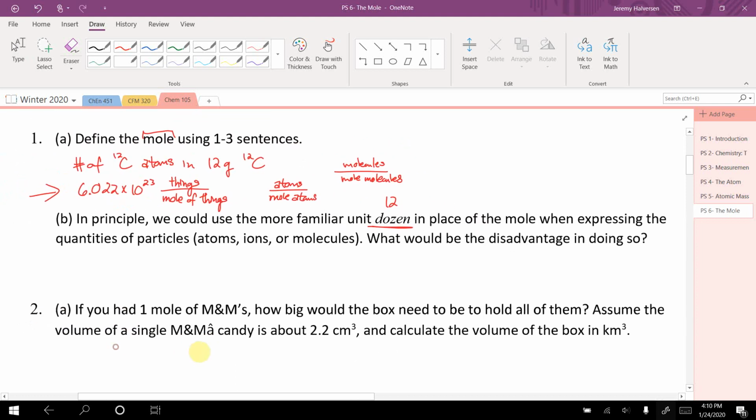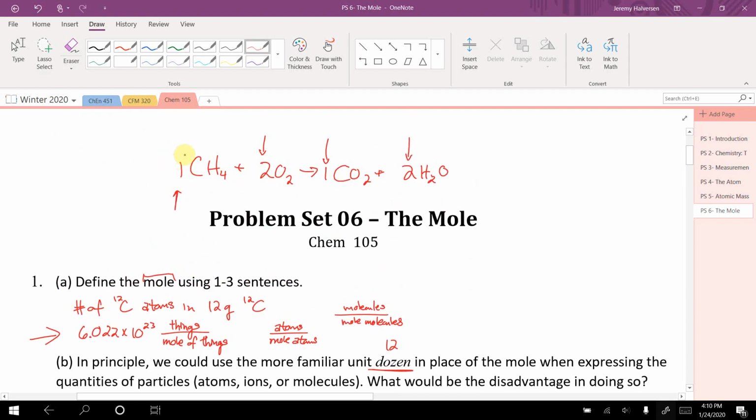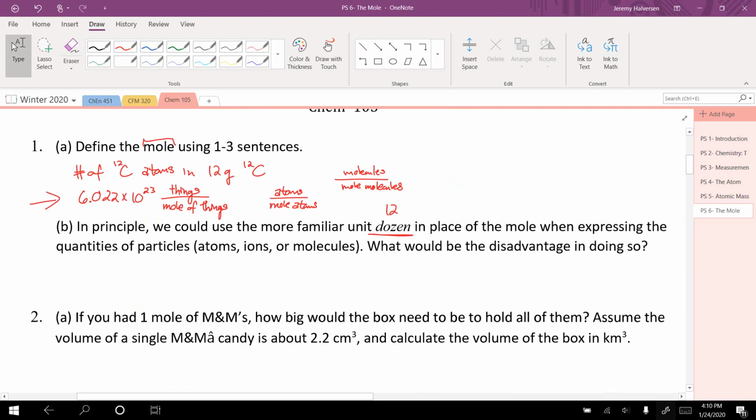All right, what would be the disadvantage of using dozens to describe atoms, ions, and molecules instead of using moles? The disadvantage is kind of what we talked about up here. 1 molecule of CH4 is too small to do anything with. 12 molecules of CH4 is still too small to do anything with. So I'm just going to say 12 is still not enough atoms to measure.